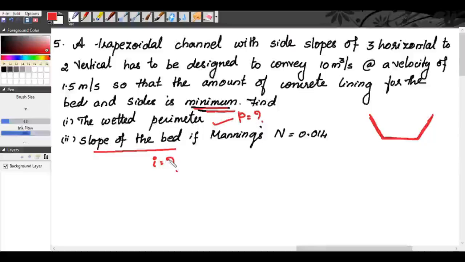Find the slope of the bed. Find what is I. The only difference is here it is given as Manning's constant. Manning's constant is given as 0.014.